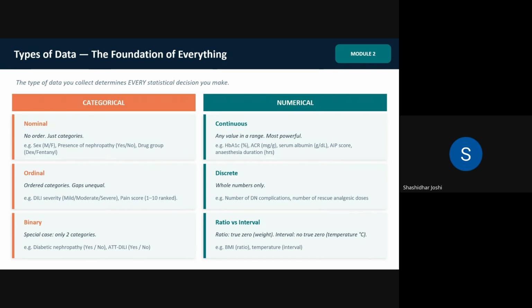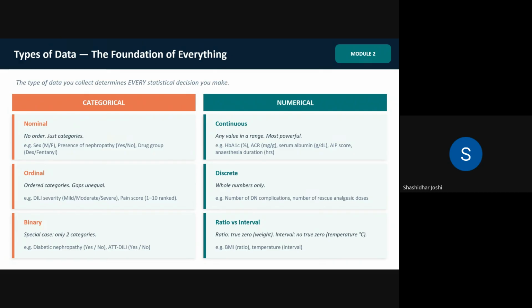Okay, so under categorical, you have something called nominal variable or nominal data. For example, sex, male or female. That is nominal because you have only categories, like the presence of nephropathy, yes or no. And drug group, dex or fentanyl. That is a kind of nominal variable or nominal data.